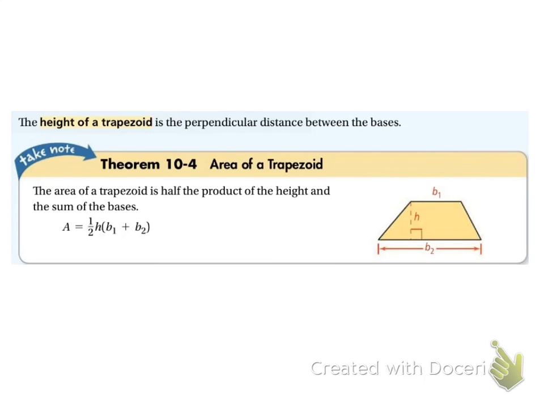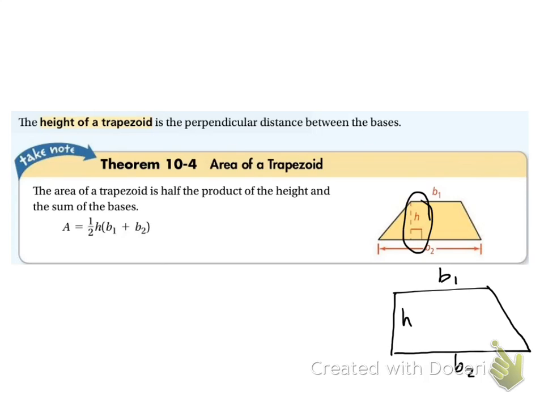Another way that a trapezoid can look is, see how there's kind of two triangles here? You can have it where there's only one triangle. So this would also be a trapezoid, okay? Here's your base 1, base 2, and your height. So a trapezoid has two bases. It really doesn't matter which one you call base 1 and base 2, because you're just adding them.